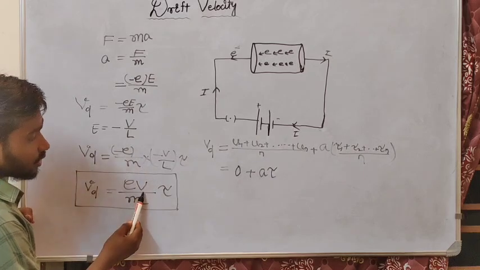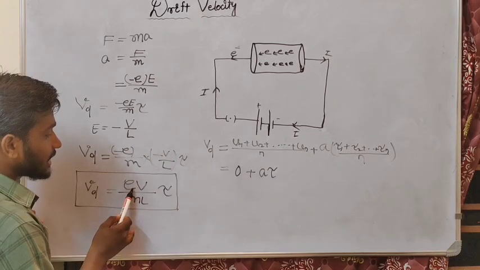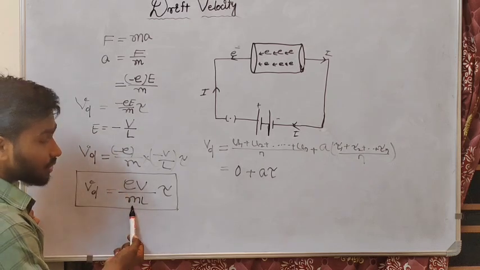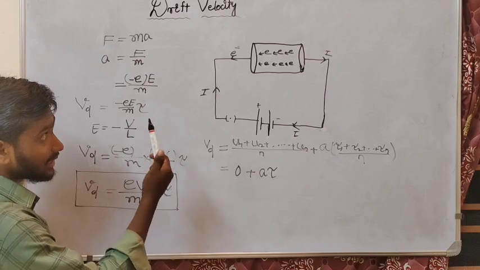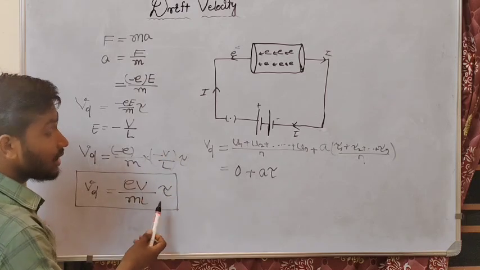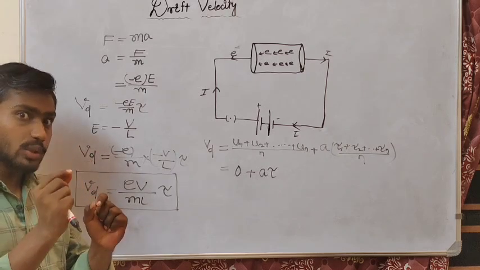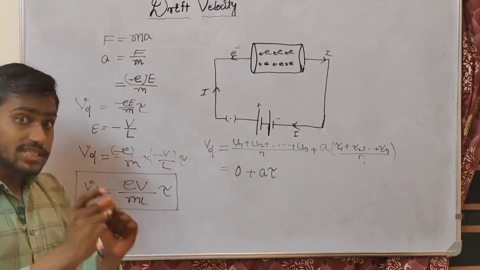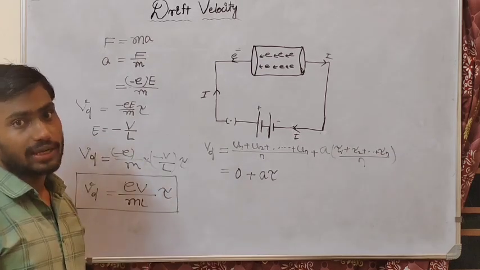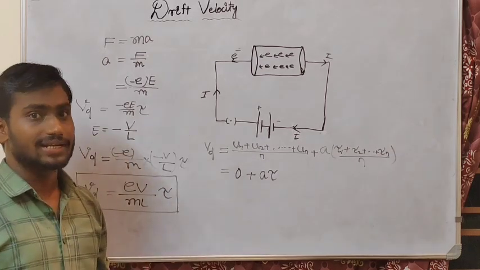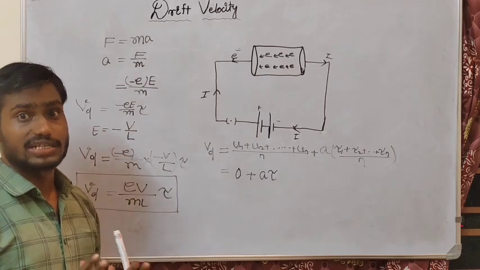Here V is the potential difference between the two terminals, e is the charge of the free electron, m is the mass of the free electron, L is the length of the conductor, and tau is the average time interval between two successive collisions after applying the electric field. I think all of you understand the derivation and definition of drift velocity.